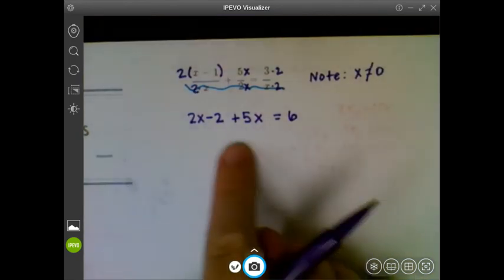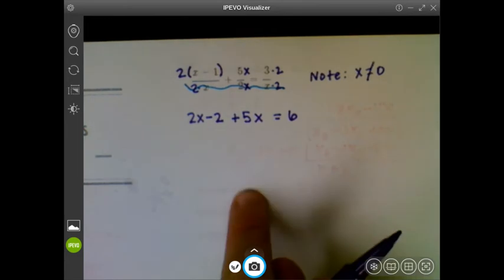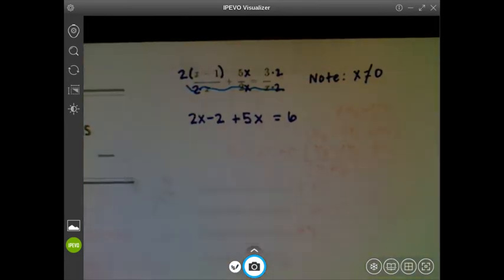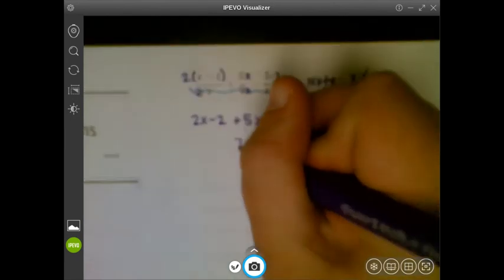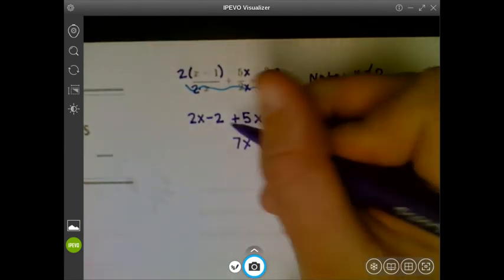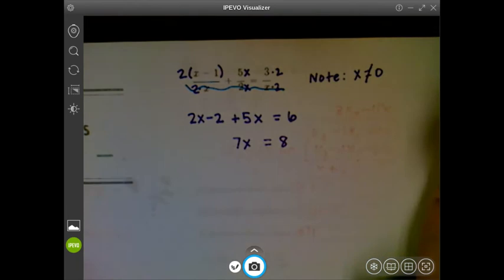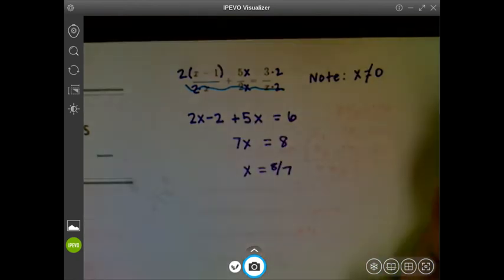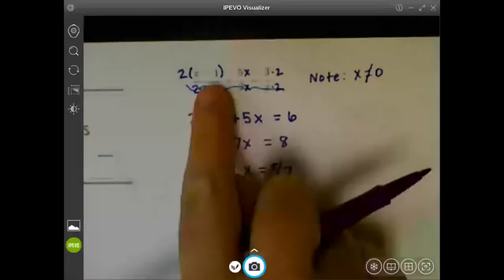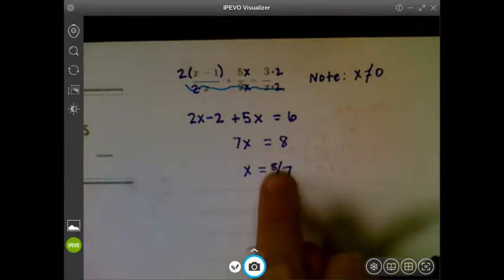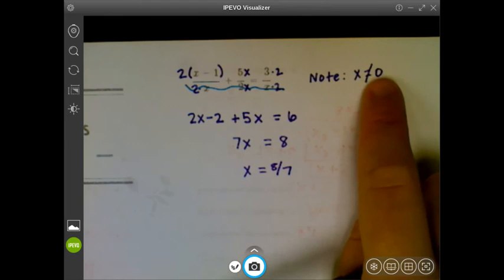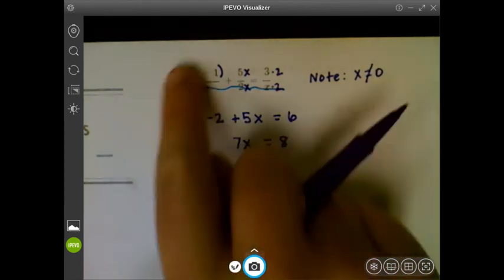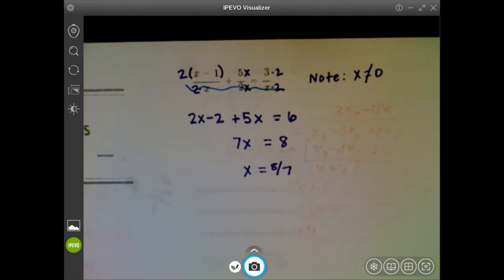And you can go ahead and solve this equation, and the solution to this equation will be the solution to the original rational equation. So combining like terms, I have 7x equals, and then moving that over, equals 8. So x would be 8 over 7. And that is going to be a solution. We don't have to check it as long as it didn't make the denominator equal to 0, which we said only happened at 0. So this is the solution to that specific equation.